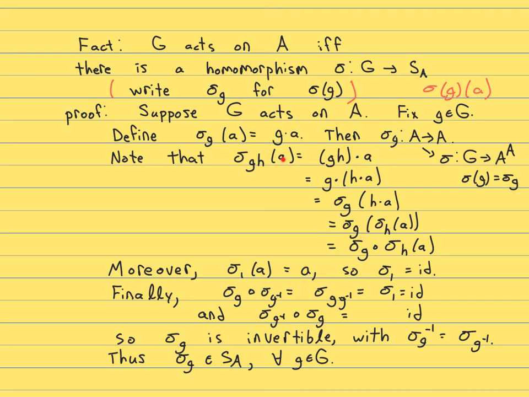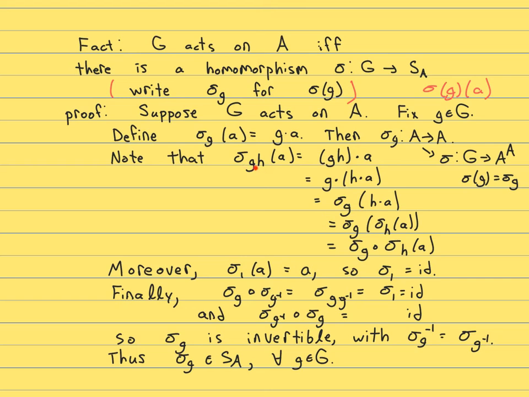Sigma of GH when applied to A is just G times H acting on A. By definition of group action, that's the same as G acting on H acting on A. But by definition of sigma sub G, G acting on anything is just sigma sub G applied to that element. And H acting on anything is just sigma sub H applied to that element. And then finally, the application of two functions in a row is equivalent to their composition. So we have sigma sub GH is equal to sigma of G composed with sigma of H.